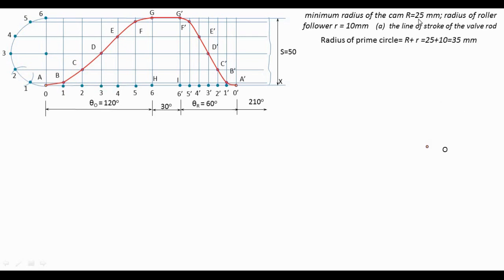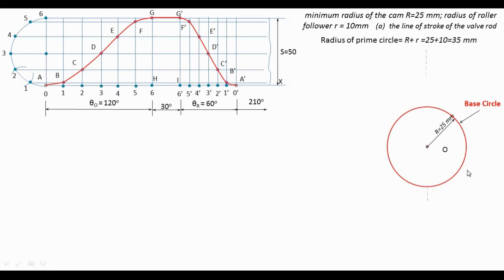Here the minimum radius of cam is 25 mm. So let us draw a circle of radius 25 mm. So this is the base circle of radius 25 mm. Okay, next, the radius of roller is 10 mm. They have given the diameter of roller as 20 mm, so the radius of roller we have taken as 10 mm here. Okay, so we need to calculate the radius of prime circle. How to calculate the radius of prime circle? We need to do the summation of the radius of base circle plus the radius of roller. So the total radius of prime circle is 35 mm.